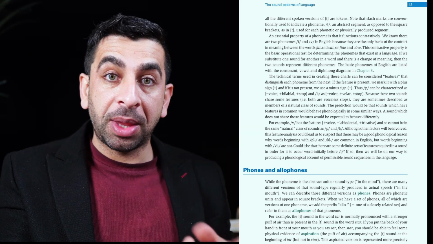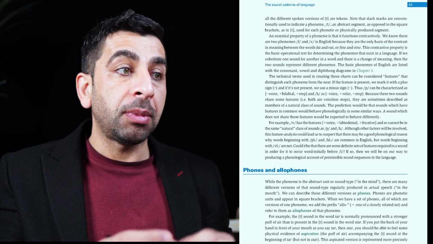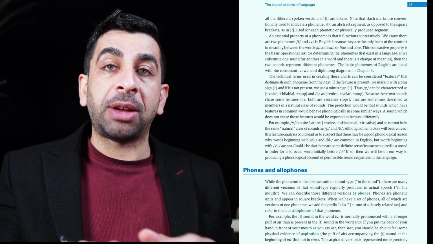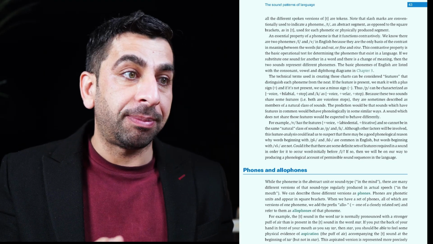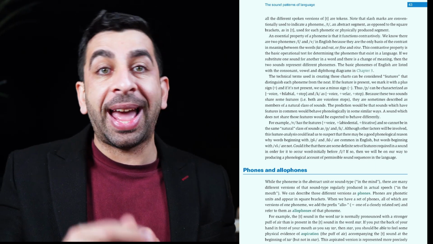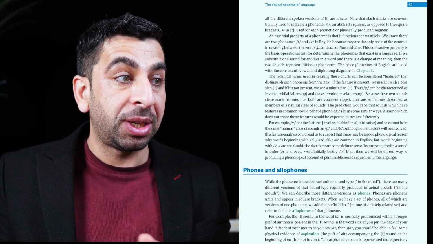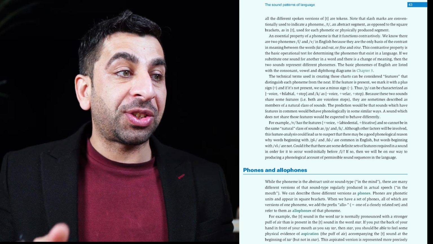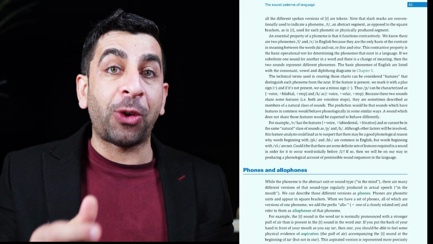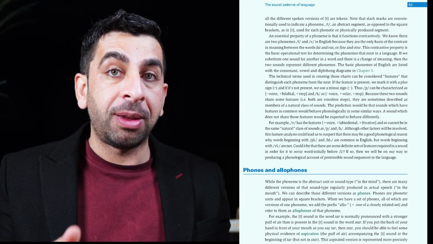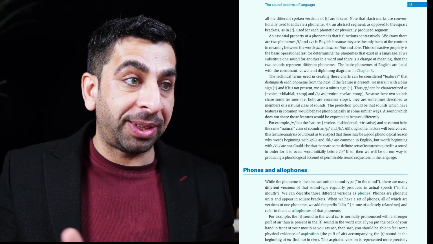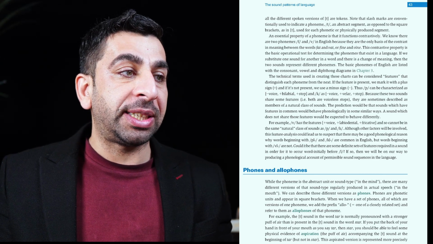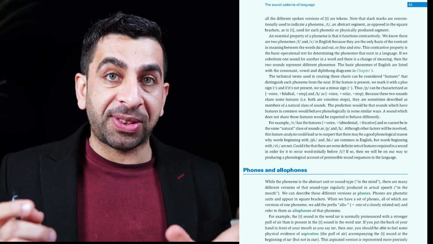While the phoneme is the abstract unit of sound type in the mind, there are many different versions of the sound type regularly produced in actual speech. Actual speech in the mouth. We can describe those different versions as phones. Phones in the mouth, phonemes in the mind. Phones are phonetic units that appear in square brackets.